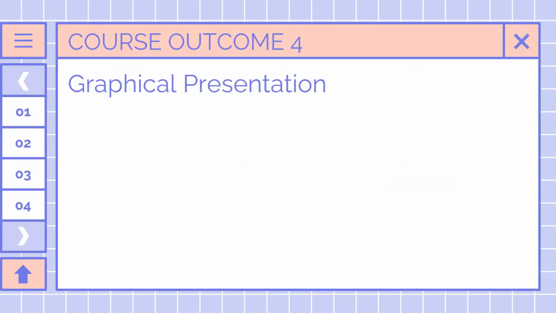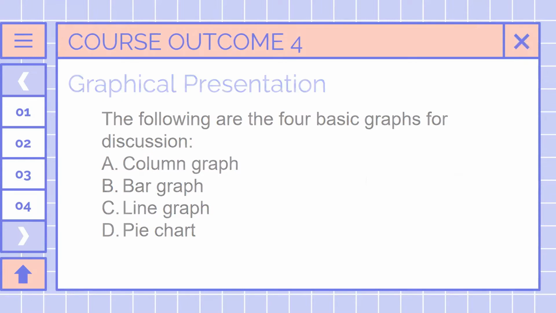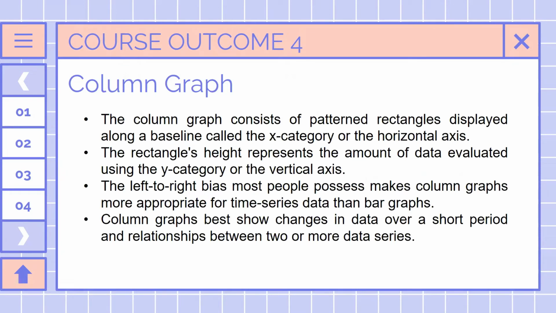So today we are going to talk about the four basic graphs, which are the column graph, bar graph, line graph, and lastly the pie chart. So now let us proceed to the column graph. So what is a column graph?